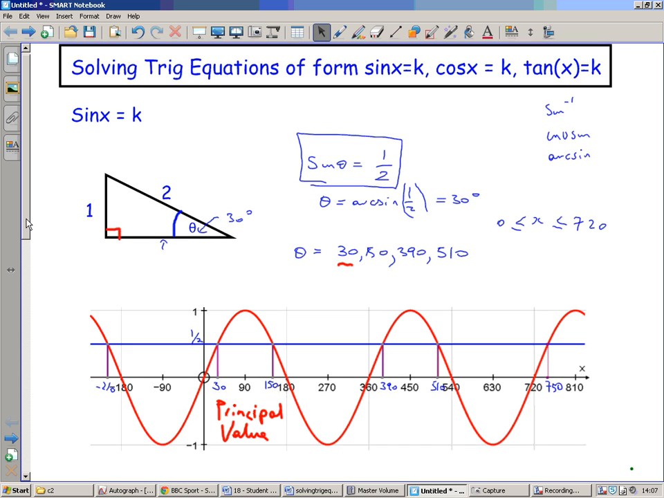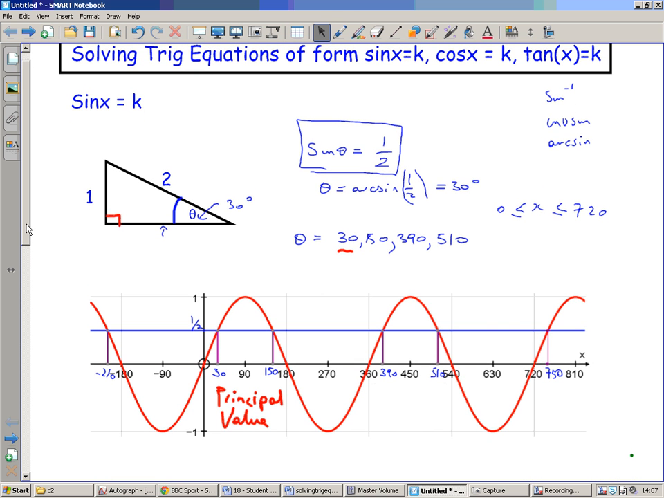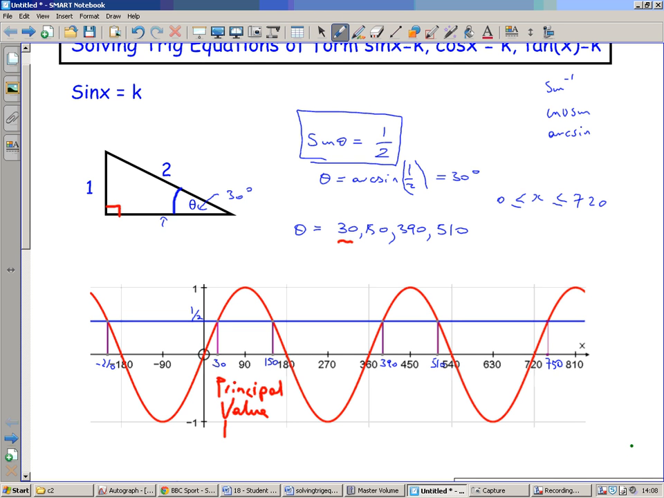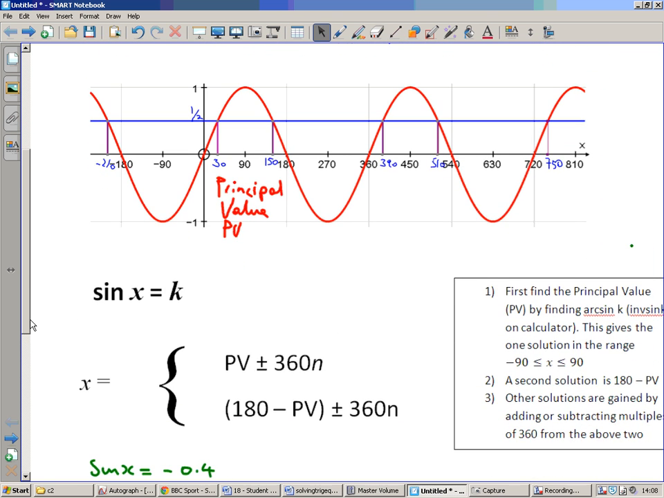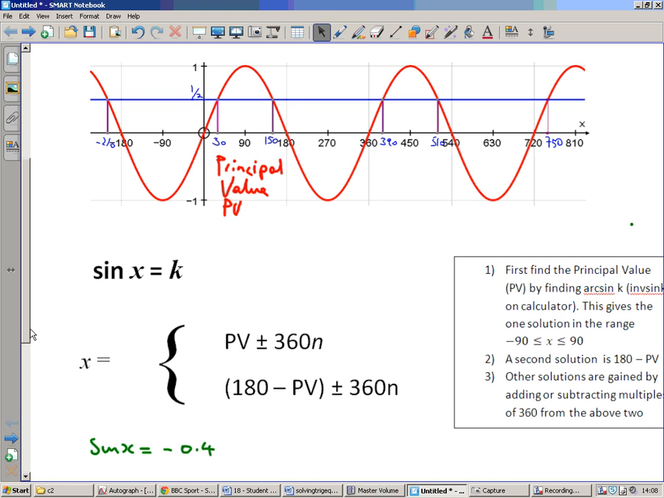You can always use the graph to solve trig equations. You can use that graph, and some people do. However, sometimes it's a little bit slow, so we want a shorthand, quick way of working out the values, and this is where this formula comes in. I'll just explain how that works, and then we will solve the equation sine x equals minus 0.4, looking at the graph and using this method of using the formulae.